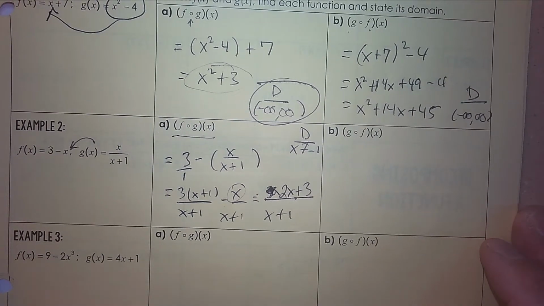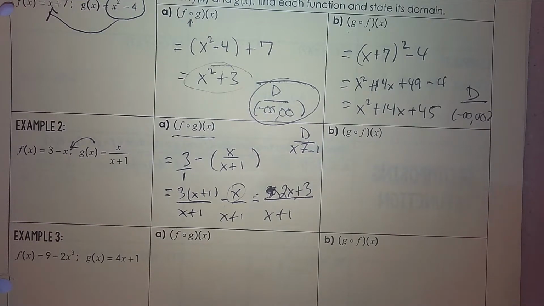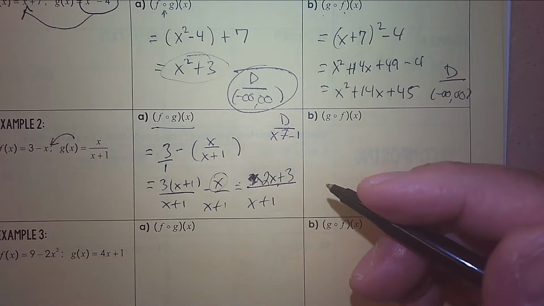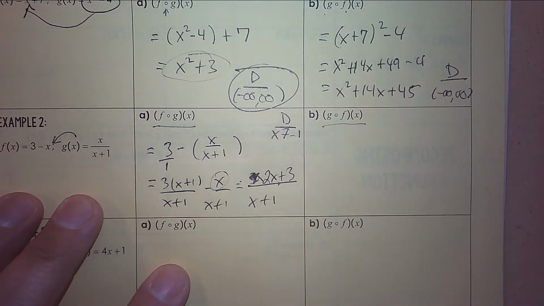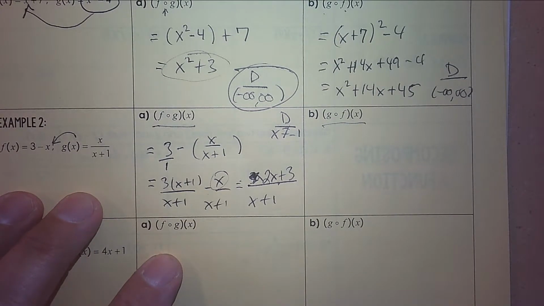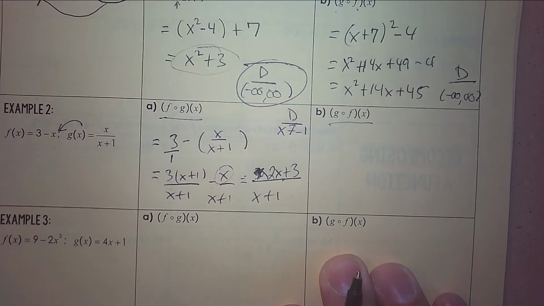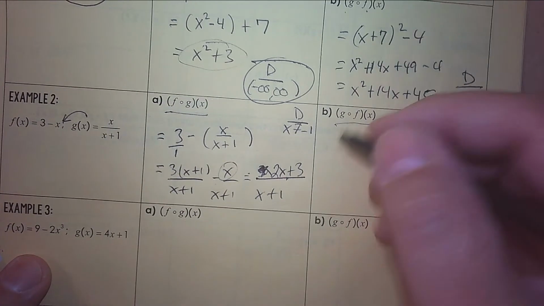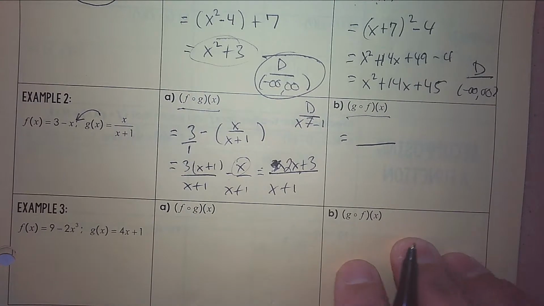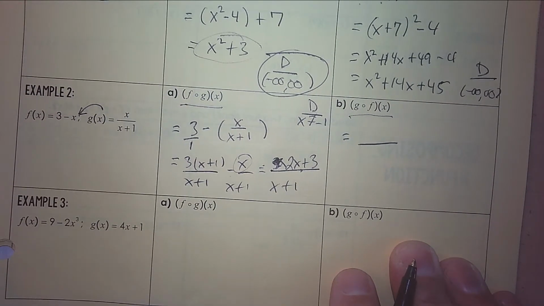Miss Marilyn, can you help me? First, Marilyn, I want you to read it to me out loud so I know you know how to read it. I want to hear it. So G composed by F at x. Excellent. All right, so what do I do to do that? What's that? That's one we're going to plug into, right?